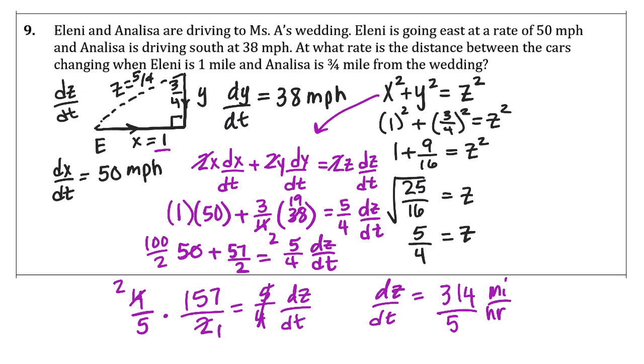Looking back up at the problem, keep in mind this distance here is shrinking, because as they get closer and closer to each other, closer and closer to the wedding, that distance is shrinking. So it's going to end up being a negative value. And that comes from us realizing what's going on in the problem. That distance is shrinking, so the rate must be negative.